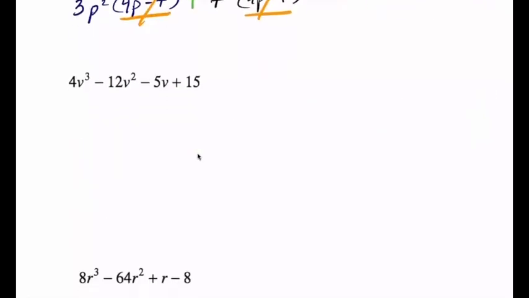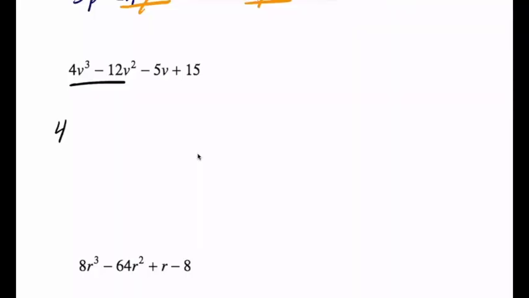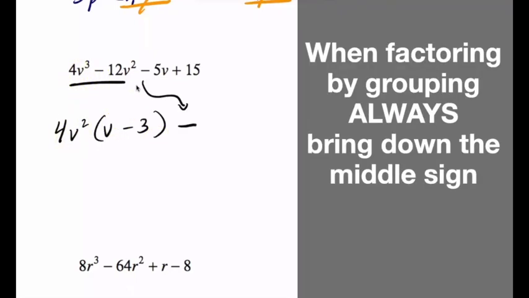So I'm going to do another one real quick. Same idea here. I'm going to go a little faster. These have a 4b squared in common. Divide all by 4b squared. You get b minus 3. This divided by 4b squared. 4's cancel out. You just get a b. Always, always, always bring down the middle sign. That's why I'm doing this one.